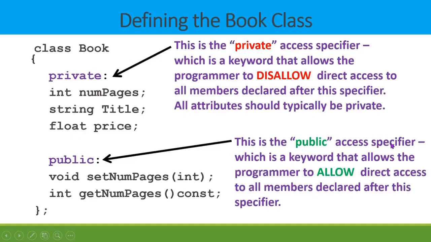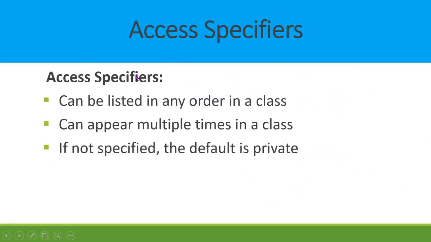Then the public access specifier will allow direct access to all members declared after this specifier. So what's public? The set num pages and get num pages functions. Notice the access specifiers always have a colon right after the specifier. Some notes about access specifiers: they can be listed in any order in a class. So I can put public first and then private. You can also have multiple access specifiers throughout a class. So I could have private, public throughout the class.